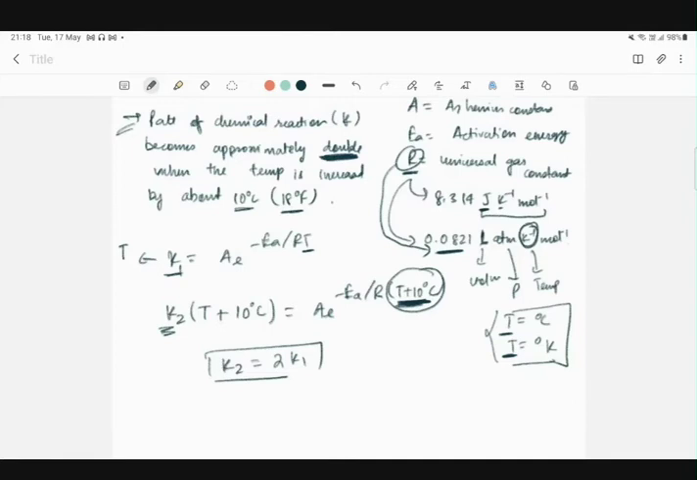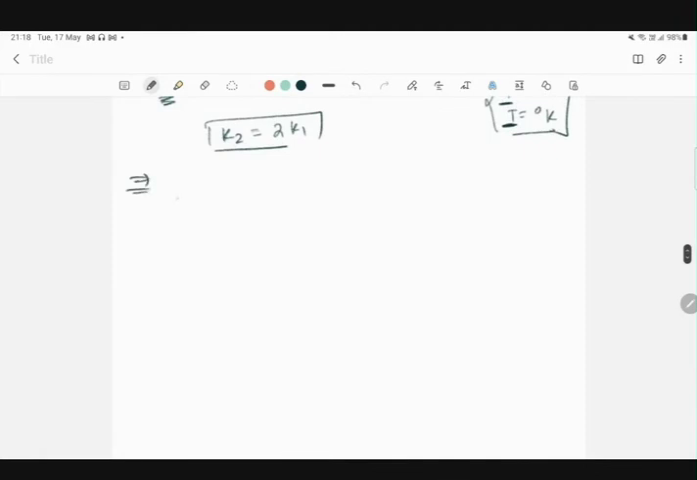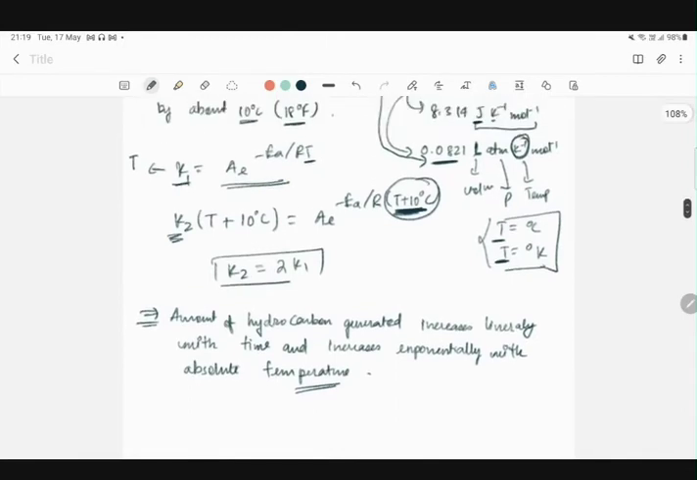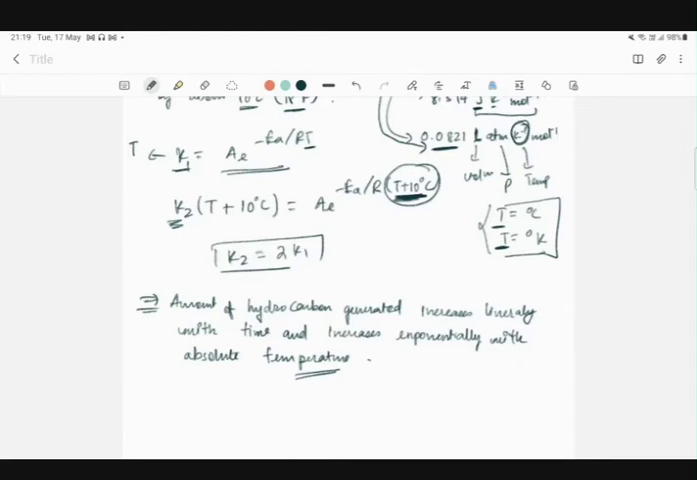This equation is also valid for hydrocarbon generation, and hence write down: amount of hydrocarbon generated increases linearly with time and increases exponentially with absolute temperature. Okay, done.